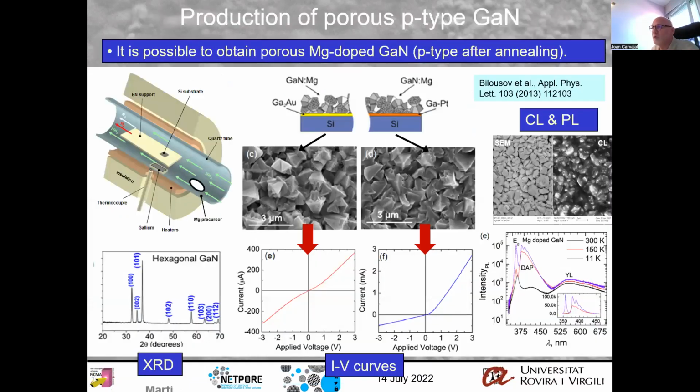The following step was, okay, can we produce p-type porous gallium nitride with our system? Just by introducing a magnesium precursor, in that case magnesium nitride, we could generate, as we can see here, the typical emission of the donor-acceptor pairs when we are doping with magnesium, typical of gallium nitride, indicating that we are obtaining porous p-type gallium nitride.